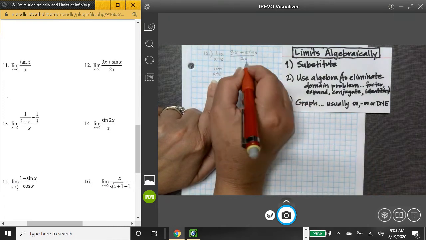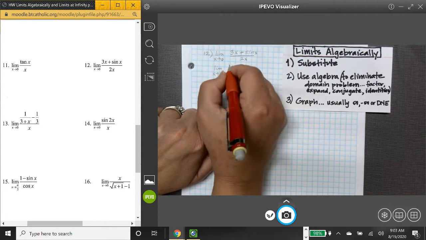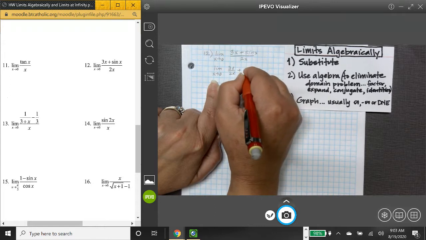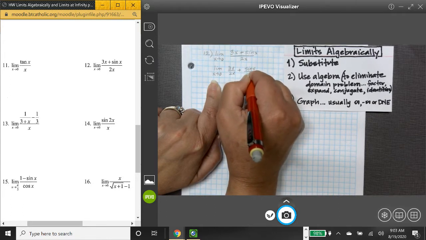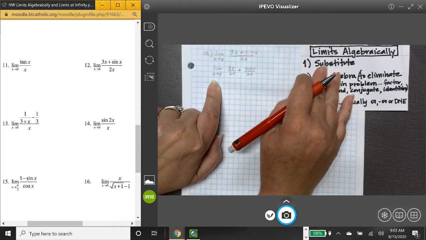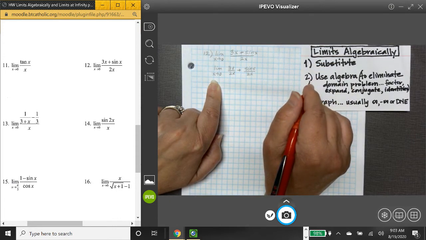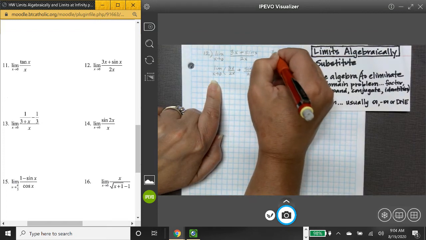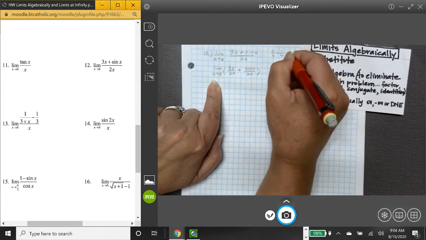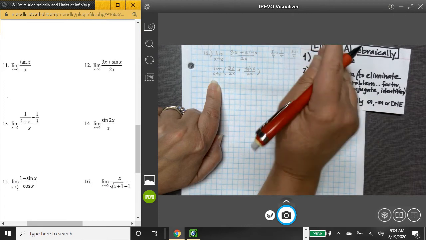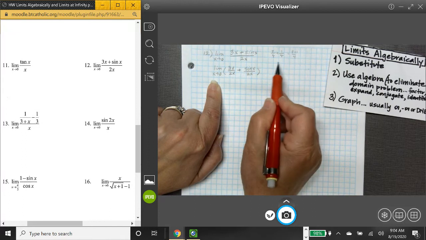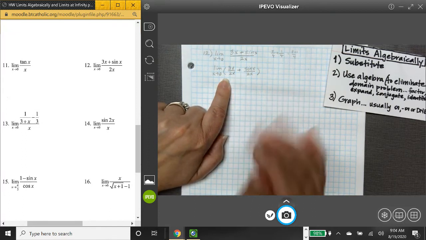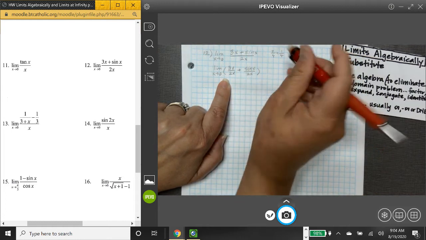Since I have a fraction, I'm going to bust it up into two things. I can say 3x over 2x plus sine x over 2x, right? Because if I said 3/4 plus 1/4, that's the same thing as saying 3 plus 1 over 4, right? Because they have the same denominator. So all I'm doing is busting up the fraction. And you can do that when you have a singular denominator, okay?